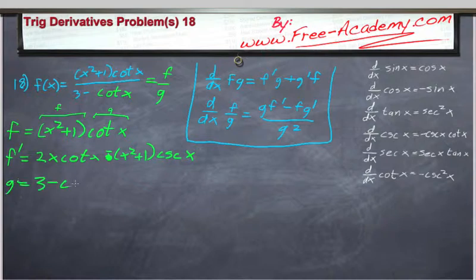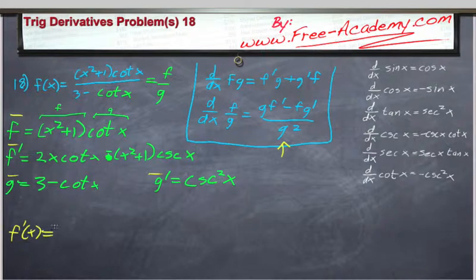g is equal to 3 minus the cotangent of x. So g prime, which I'll write over here, is equal to the derivative of 3, which is 0, and the derivative of negative cotangent of x, which is negative negative cosecant squared of x. The negatives multiply each other, so this is equal to positive cosecant squared of x. So now we have f prime and g prime. Let's plug them into our quotient rule and get the derivative.